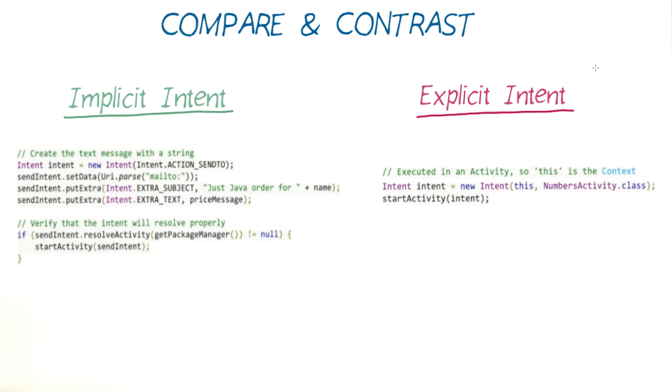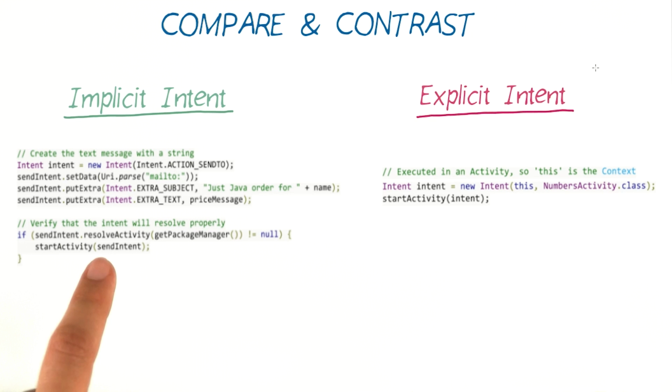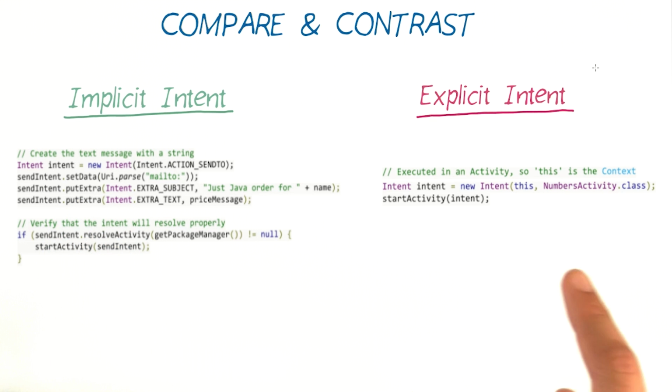So to recap, for the implicit intent, we need to create an object instance of the intent class, and in the constructor, we pass in an action string, and in this case, it's action send to. The implicit intent also has this resolve activity if block. On the other hand, to build and fire off that explicit intent, we make a new instance of the intent class, passing in the context and the activity we want to open. Then we call start activity, passing in the intent instance we just built. As a disclaimer, I want to note that this particular implicit intent example uses intent extras, while this explicit intent example doesn't. But remember that both types of intents are capable of handling intent extras.